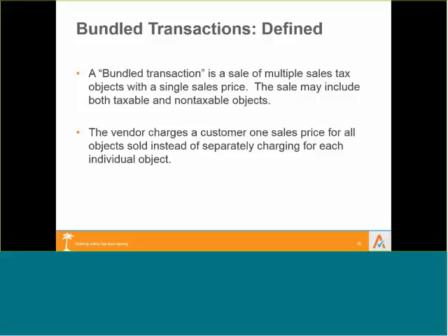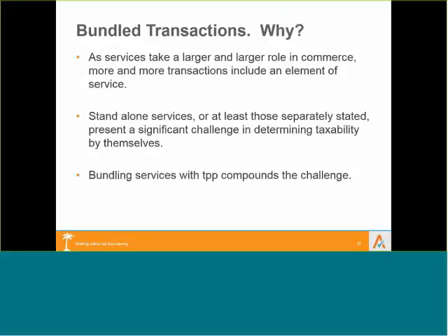A further nuance to taxing sales appropriately is a bundled transaction, where a sale of multiple sales tax objects are bundled into a single sales price. There could be huge sales tax implications for your business, and it can be challenging when you charge a customer one sales price for all objects instead of separating them out. States take a dim view of bundling as services take a larger role in commerce. More transactions include a service. Standalone services, when separately stated, present a challenge in itself in determining taxability by themselves, especially because states take different views of this. They just want to understand what you're selling so they can collect every penny owed to them.